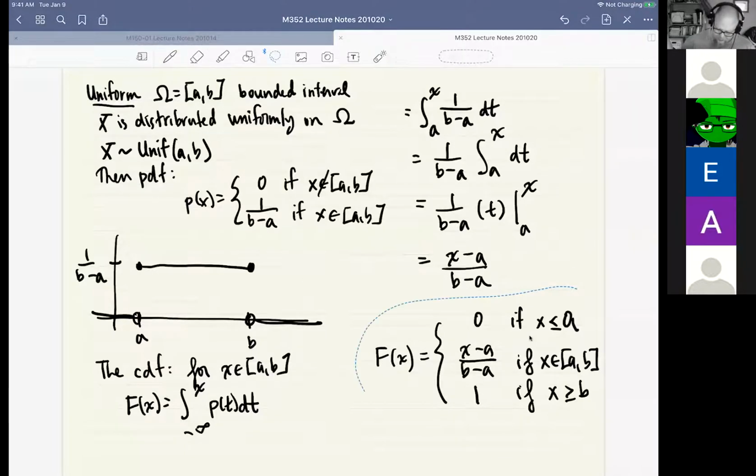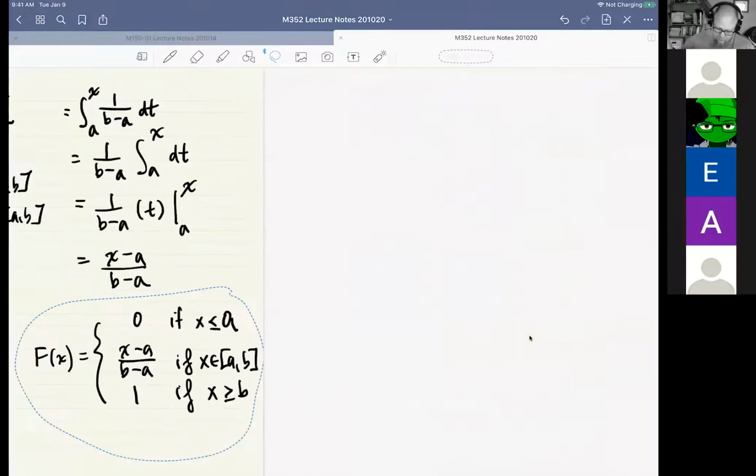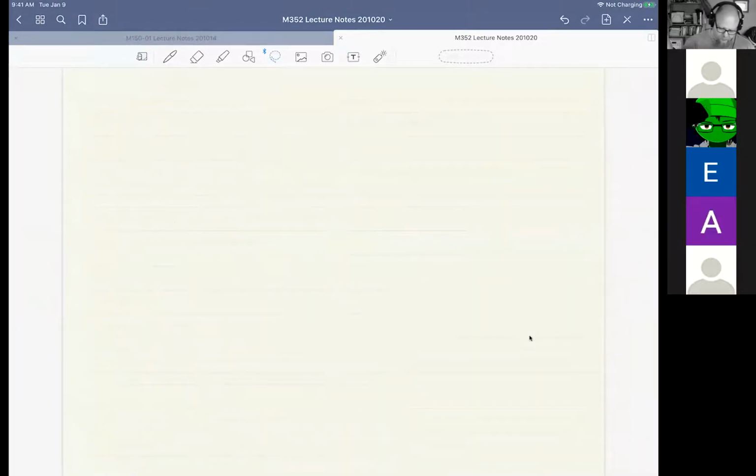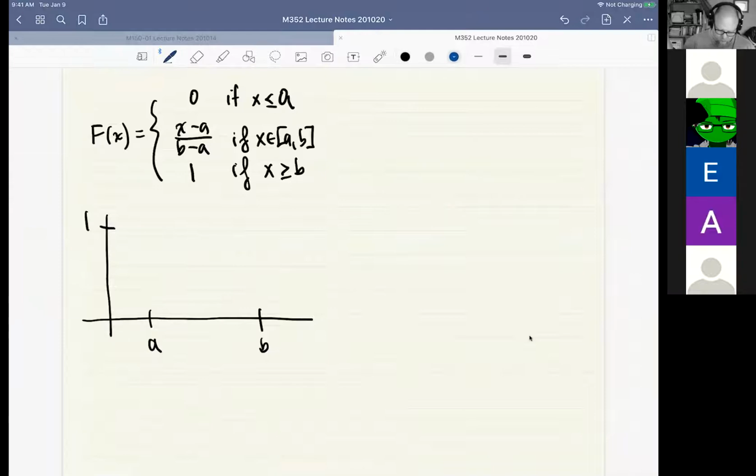So if we just take a second, I'm going to copy this here. So come on. It persists. What this graph looks like is this. I'm going to use blue.